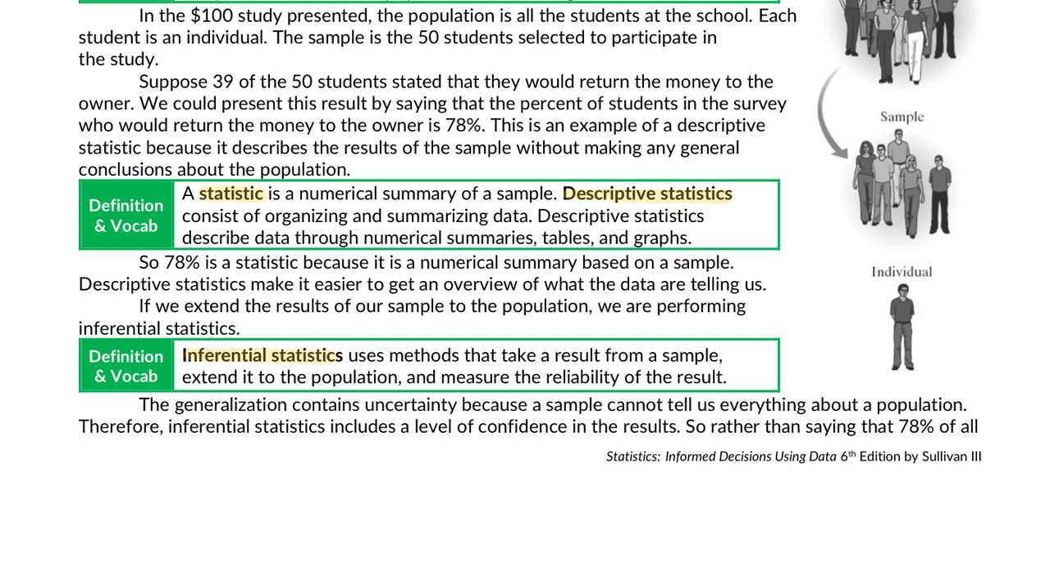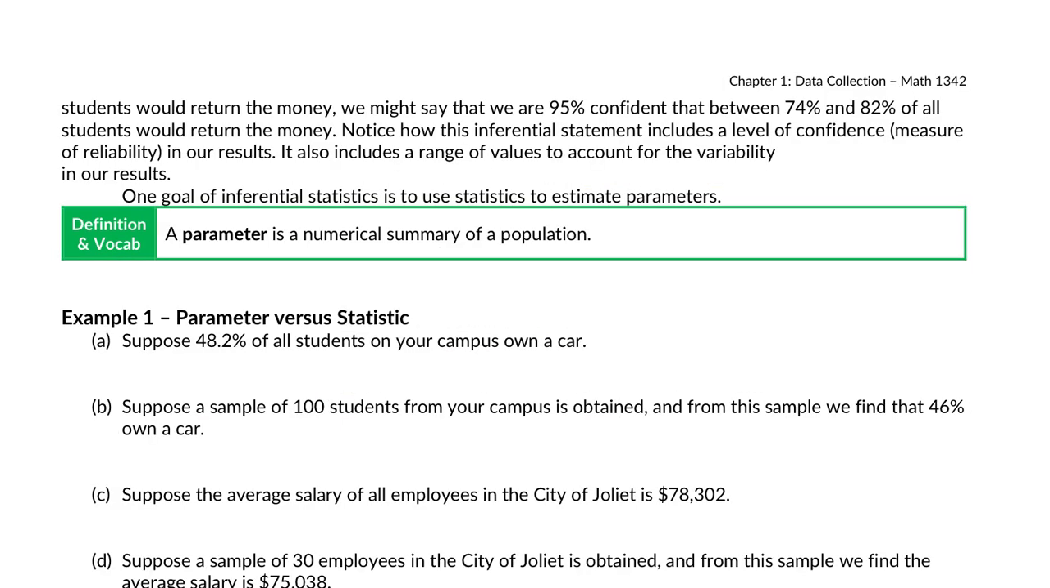Now, this generalization always contains uncertainty because a sample cannot tell us everything about a population. So instead of just saying 78% of all students would return the money, we would actually say a statement like we are 95% confident that between 74 and 82% of all students would return the money. And that's written on the side. I forgot to flip the page. Sorry, it's on the next page.